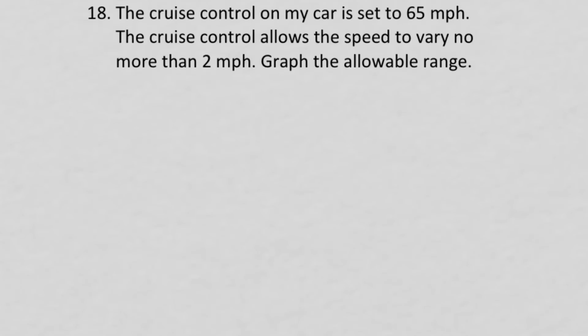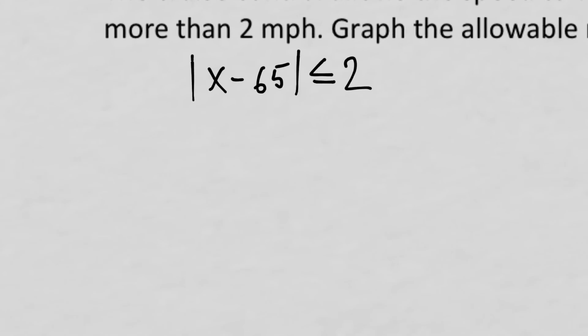Let's do it again. The cruise control on my car is set to 65 miles per hour. The cruise control allows the speed to vary no more than 2 miles per hour. So once again, I set up an absolute value, x minus. What do I want? I want 65. But it can vary no more than, that means less than or equal to 2. And there you go, solve that.